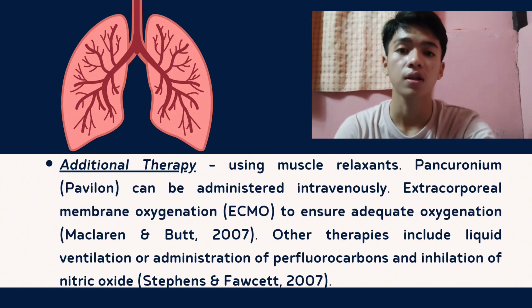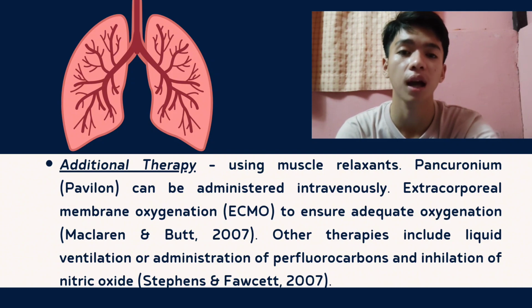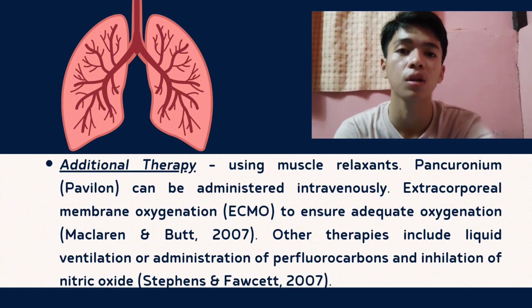Fourth is using muscle relaxants as additional therapy. An example is a muscle relaxant approved to facilitate the management of patients undergoing mechanical ventilation. Another one is ECMO or extracorporeal membrane oxygenation. It can provide complete pulmonary support, allowing for adequate oxygenation and carbon dioxide removal without exposing the patient to potential ventilator-associated lung injuries associated with conventional mechanical ventilation techniques.